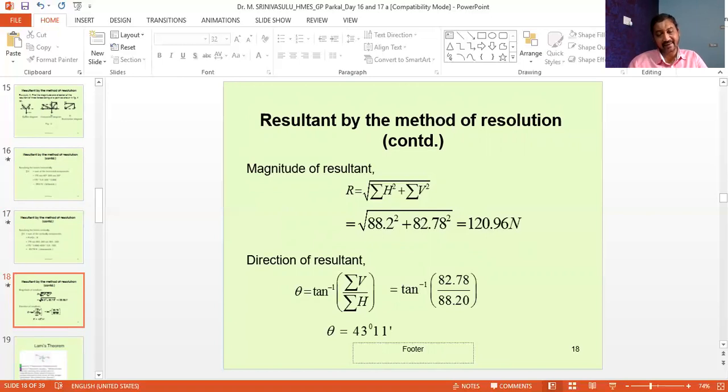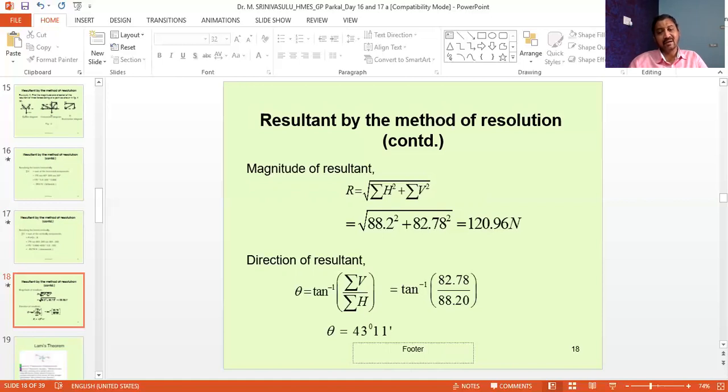To find that angle, we know that tan theta is equal to sigma v by sigma h, or theta is equal to tan inverse of sigma v by sigma h. That is equal to tan inverse of 82.78 by 88.20. So ultimately the value of theta is equal to 43 degrees 11 minutes. So this is the angle.